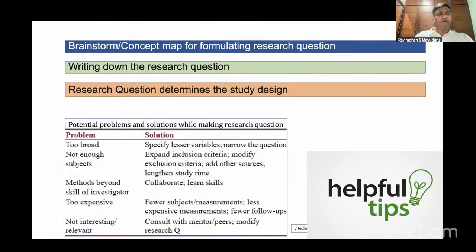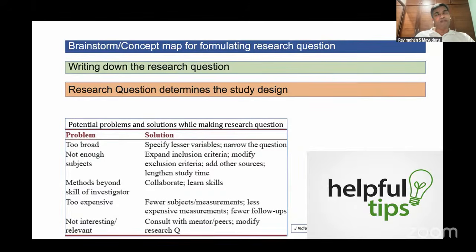And some of the potential problems one faces. This is from the Journal of Pediatrics, where I found an article in 2019 which mentioned how to write a research question. Sometimes your question may be too broad, so ensure that the question should not be too broad. You should be as specific as the prostate active surveillance question we just saw. It may not have enough subjects. So how to circumvent that? You broaden your inclusion criteria so that you have more subjects, and modify the exclusion so that you limit the exclusions. Then the methods are beyond your skill. Obviously, you should collaborate for such things.